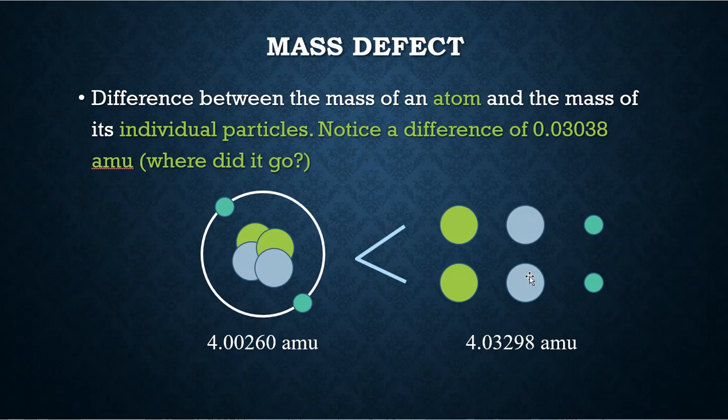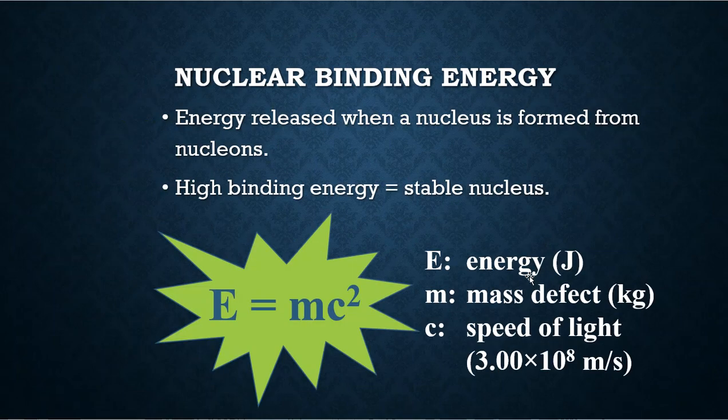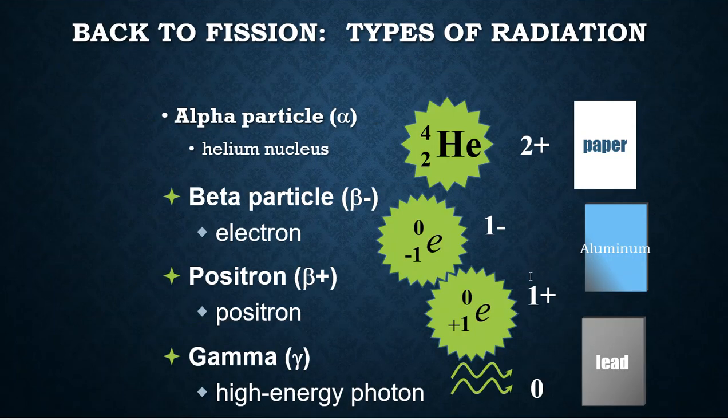I'm just going to skip this for now. This is not really something that you need to know, but when you come back to class, we can talk about mass defect. Okay. But right now, let's talk about the different types of radiation.